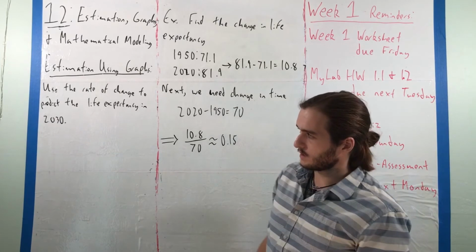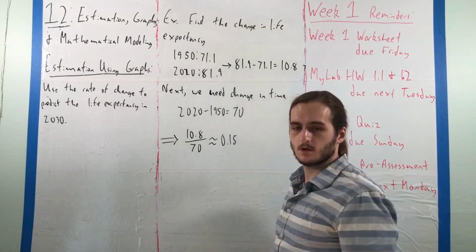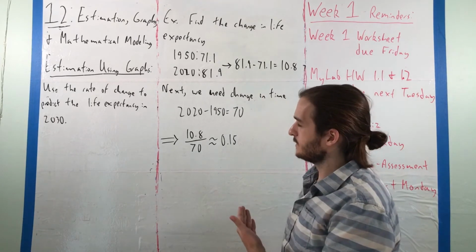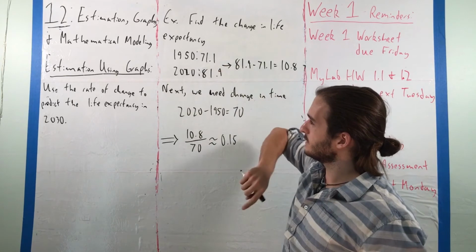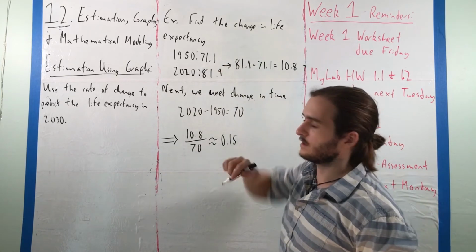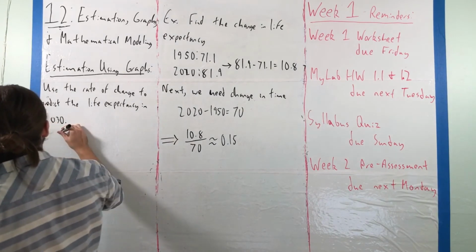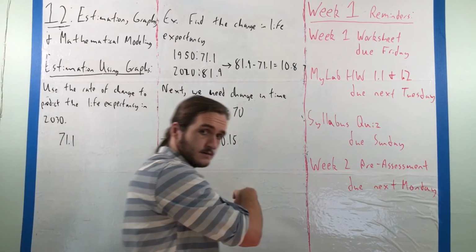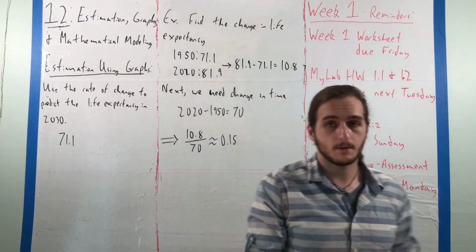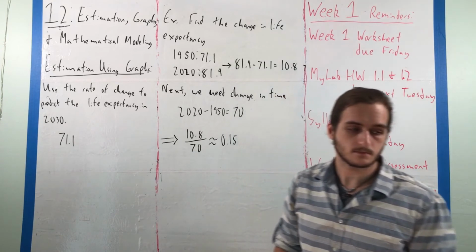there are a couple ways we can go, but the best way to probably do it would be to use all of the information we have. So our starting value is this value here, that in 1950, life expectancy was 71.1. So we have 71.1, and then each year, life expectancy went up by 15 hundredths.